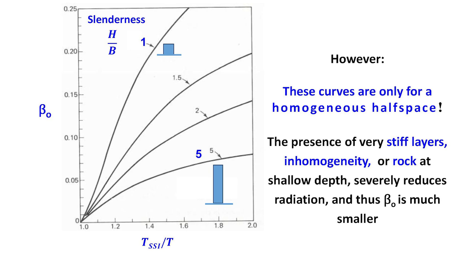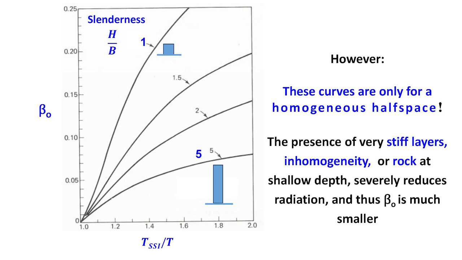When it comes to rocking, when this is a very slender structure with H over B of 5, this radiation damping is very small, up to 5 or 6%, if the soil is very soft. Very significant to deal with this.